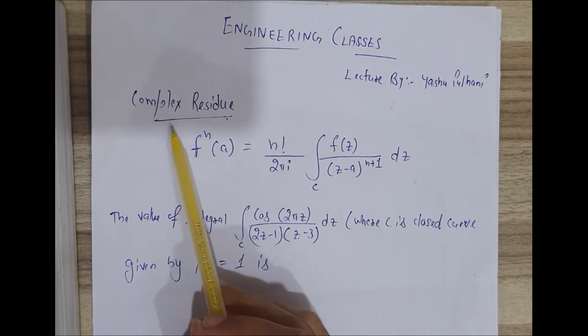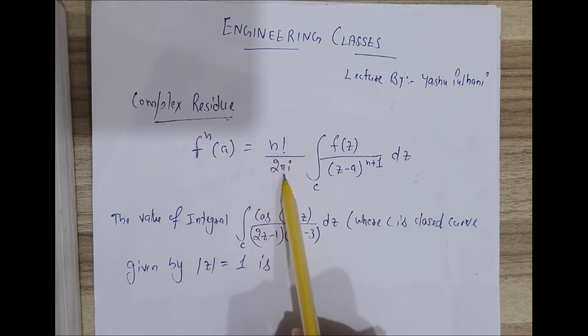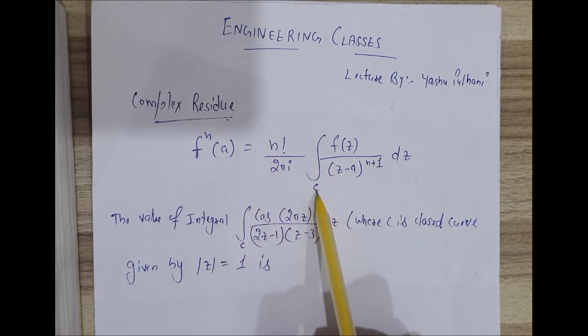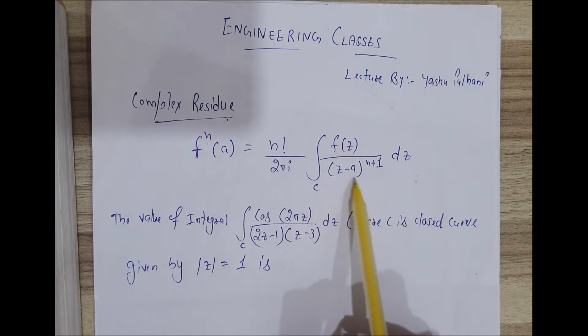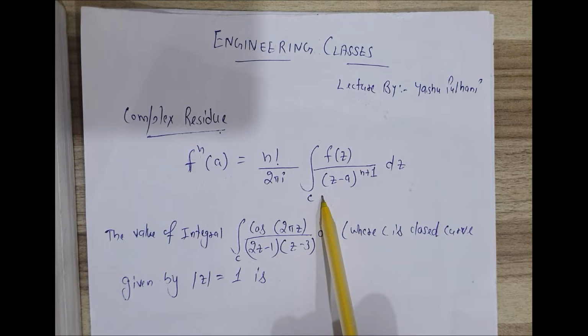Today we will start with complex residue. f(a), that is the function, is equal to n factorial upon 2 pi i times the integration over a closed curve of f(z) upon (z minus a) to the power n plus 1 dz. We will understand it with the help of examples.